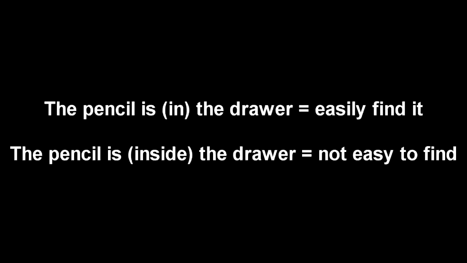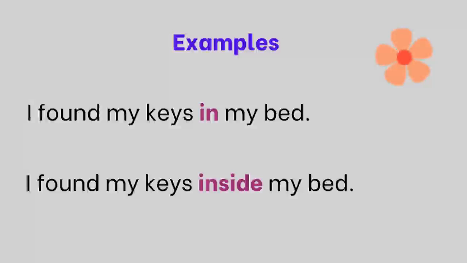Now let's look at some examples to understand more the differences between these two. Let's look at these two examples. I found my keys in my bed. And the second one, I found my keys inside my bed. We have the two sentences, and both of these sentences speak about the keys that I found. But what is the difference? The first one uses in, and the second one uses inside. Is there any difference? Yes. What is it? Let's have a look.